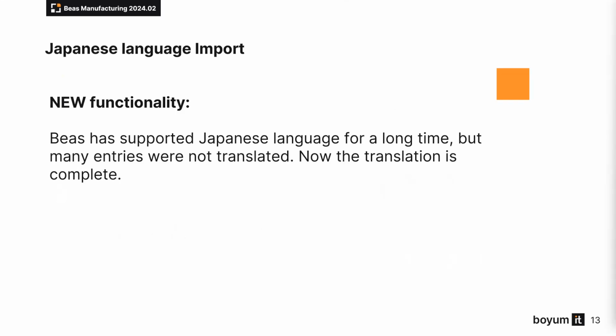As a system improvement, we have finished the Japanese translation of Beas. The Japanese language has been supported for years, but an extensive list of entries were not translated. Now the translation is complete.